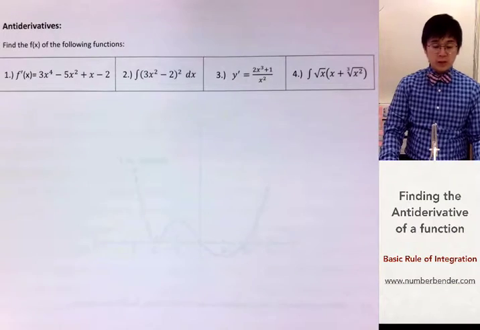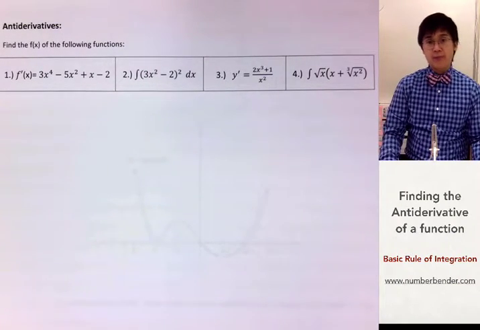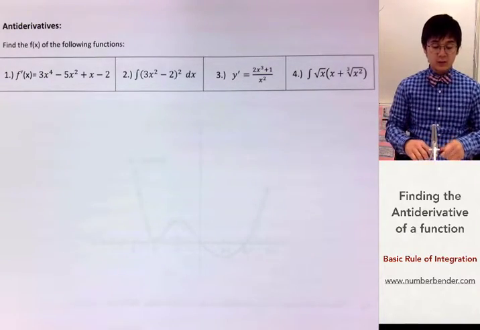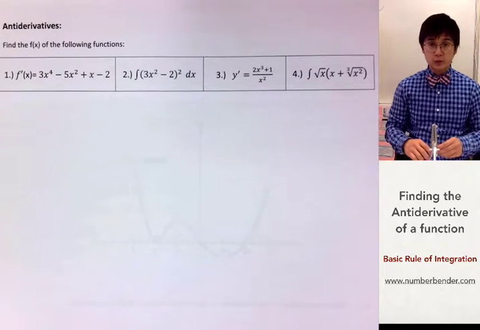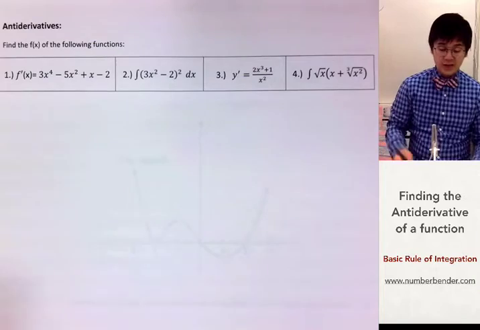Today we're going to be working on how to find the antiderivative of a given f prime of x. In the first example, we have f prime of x equal to that polynomial, and we're going to return it back to its f of x, or find the f of x.